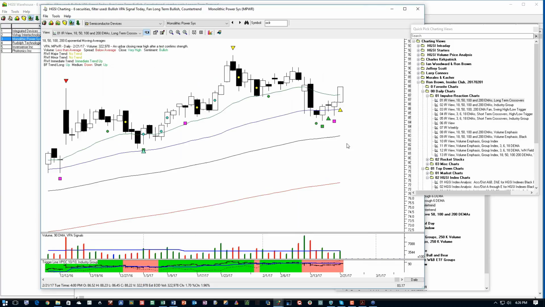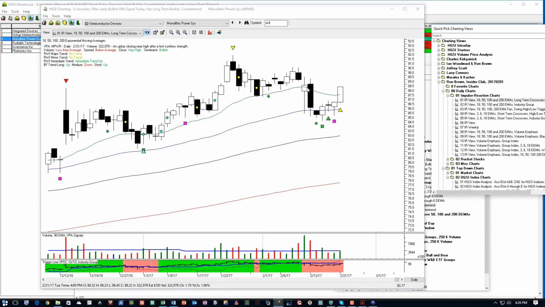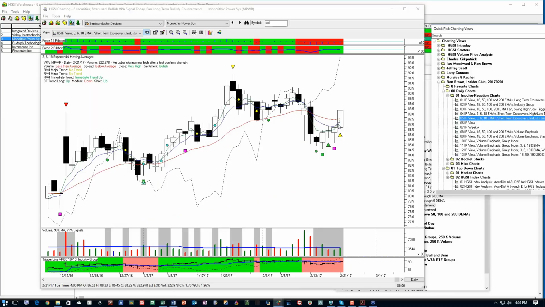Now, I'm not going to go to the other view because I just want to show you that the fan is in effect again. Now look at this, same thing. Long-term trend, it passed the screen because the 3 is below the 6, or it was. It probably went above it again today. I'll just flip to that and we'll see. Yeah, it went above it right there today. So here's your counter trend.